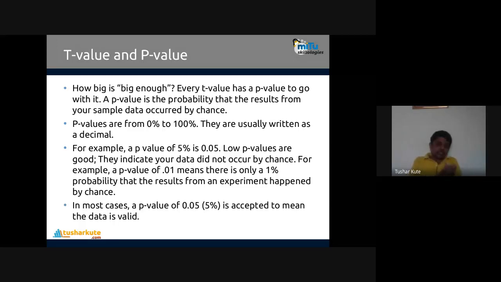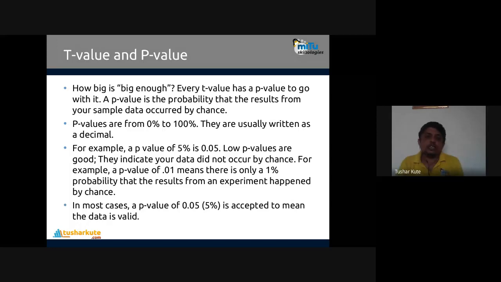Every statistical probability ranges from 0 to 100%. Programmatically, these values are from 0 to 1. For example, a p-value of 5% is 0.05. Low p-values are good. They indicate that your data did not occur by chance. For example, if the p-value is 0.01, it means that there is only a 1% probability that the result from the experiment happened by chance.